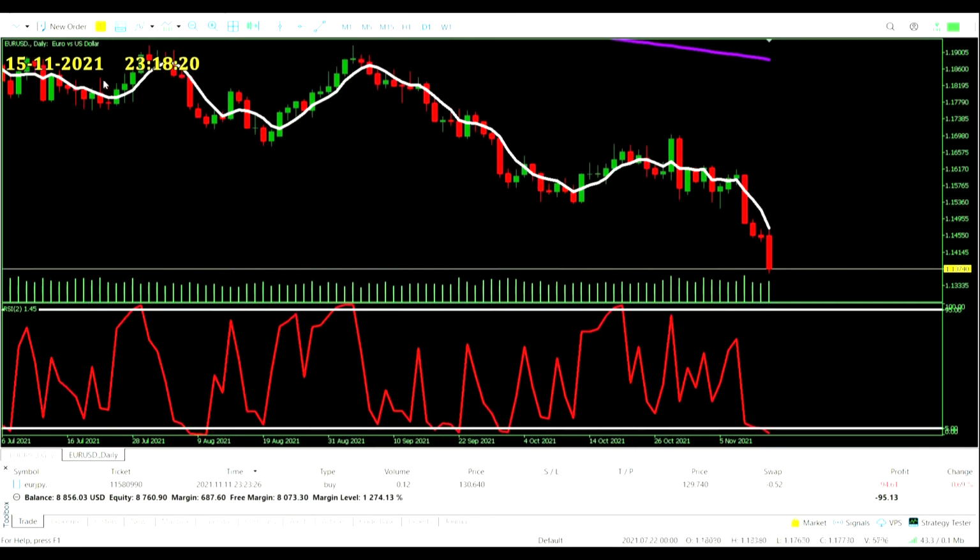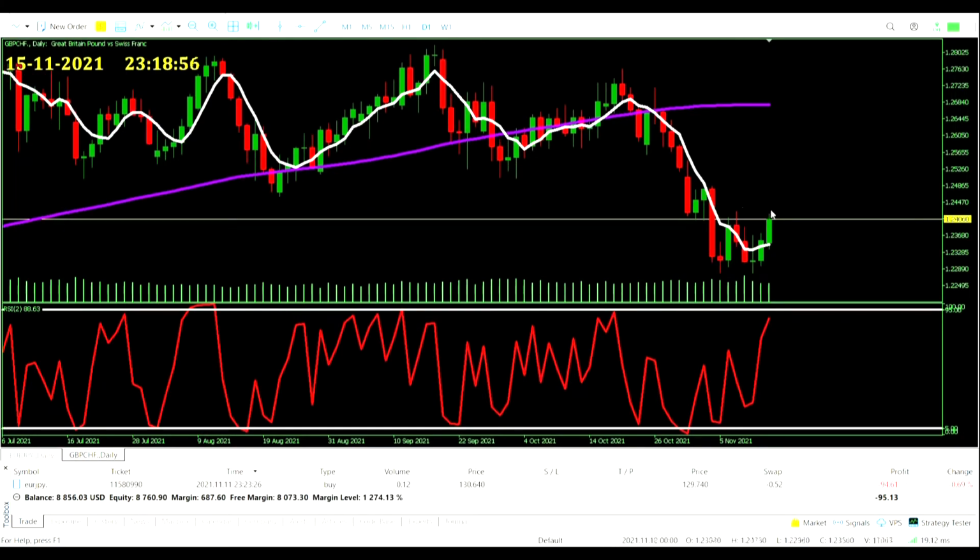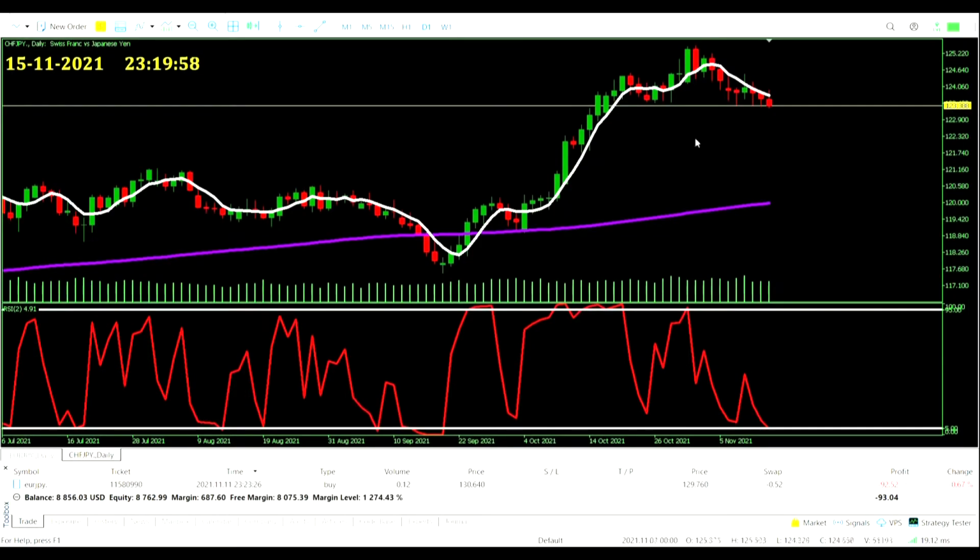Same story on the euro US dollar. RSI down at 1.45. Not a good day for the euro. Struggling. Great British Pound, Swiss franc. If that sees another green day as it has the last couple, that'll lead the RSI into a true signal. Push a little more. Swiss franc, Japanese yen coming with the signal now.